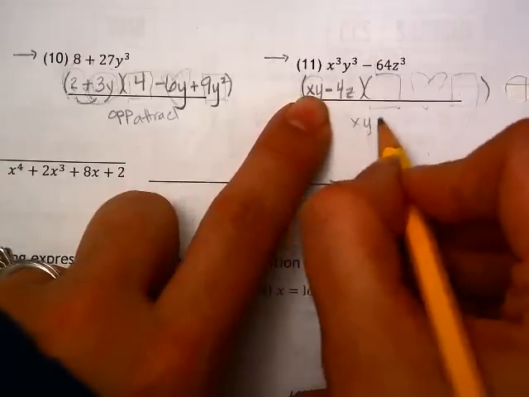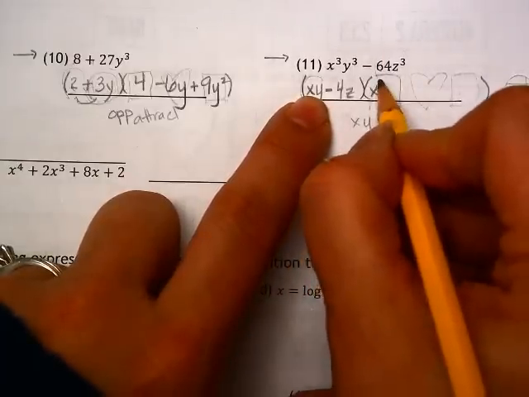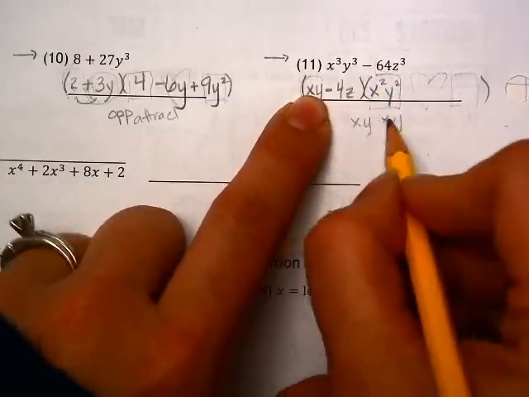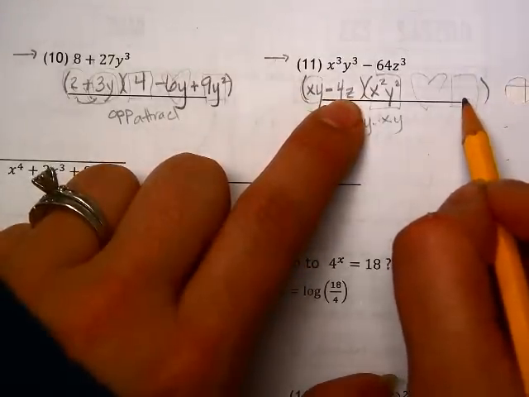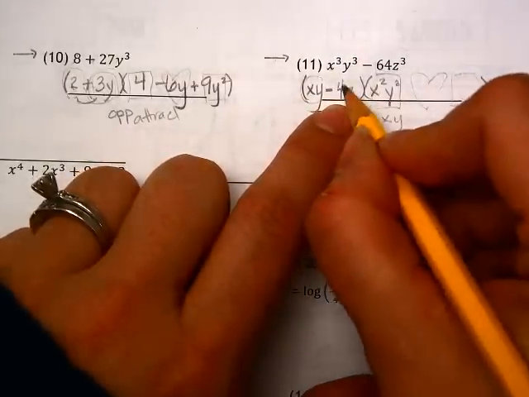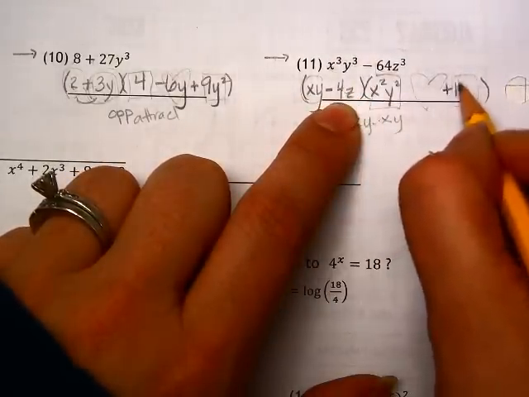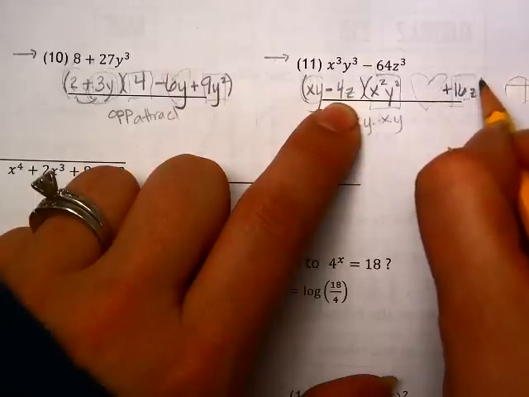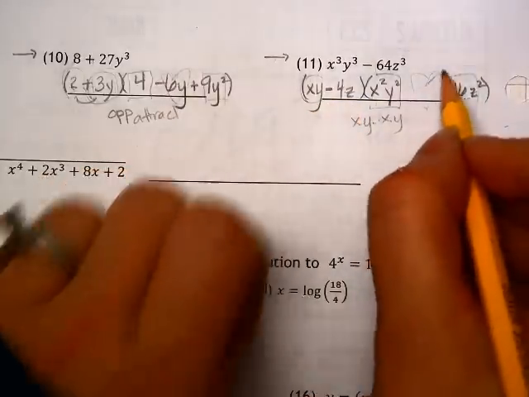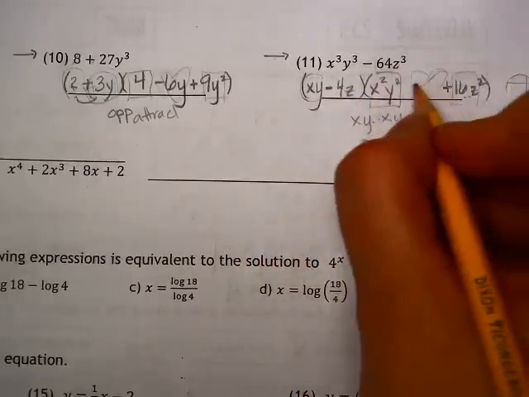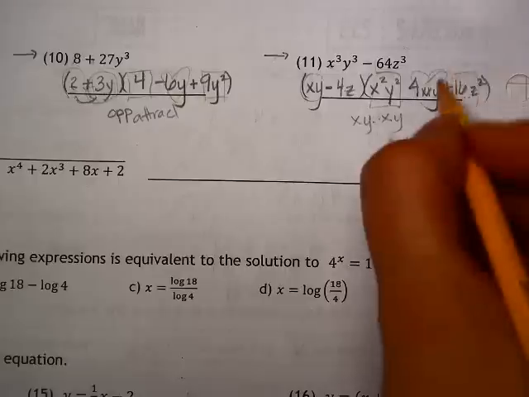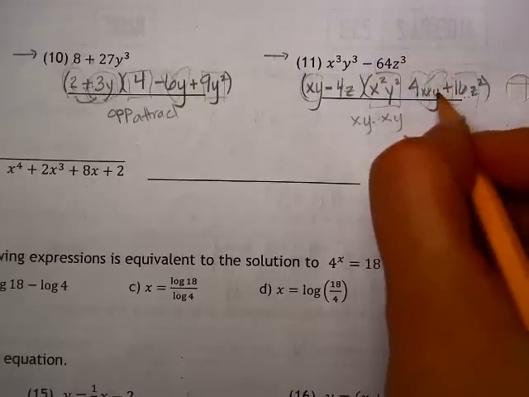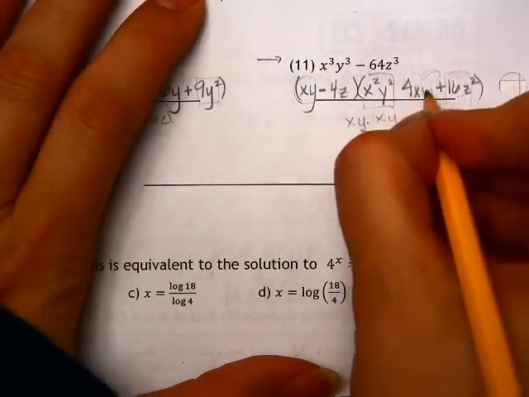So xy times xy is x squared y squared. You put the x's and the y's together. You square this one here. So here's our other square, which is negative times negative is positive 16z squared. And then you put these two guys together, which is 4xyz. I didn't even write xyz. Let's try that again.